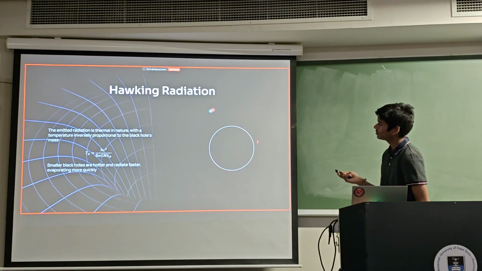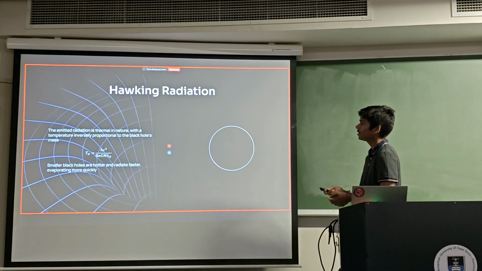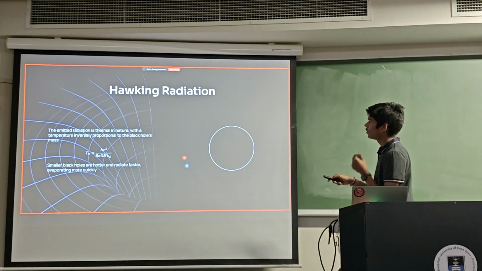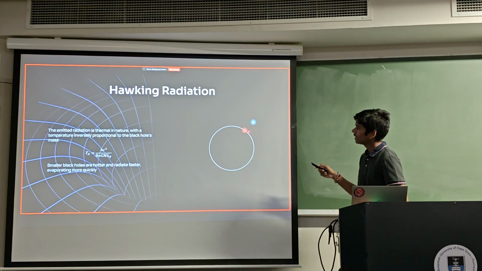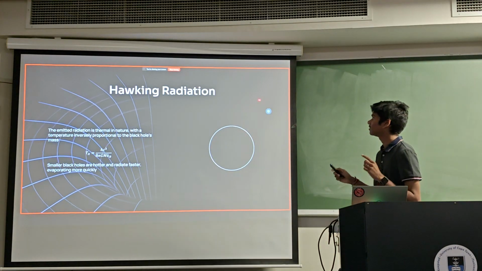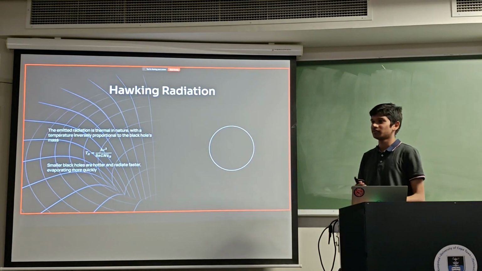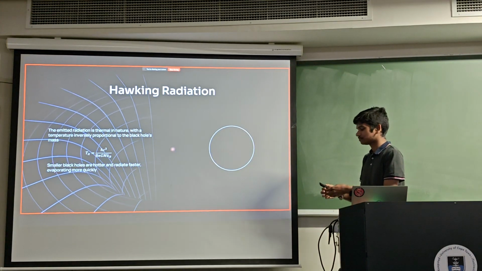Over here you can see an animation. We have a circle representing a black hole, and you have these blue and red particle-antiparticle pairs forming. Now, one forms too close to the black hole, and the red particle gets swallowed, and the blue particle doesn't get annihilated, so now it's free to go. So we've basically got a particle for free at the expense of the black hole.